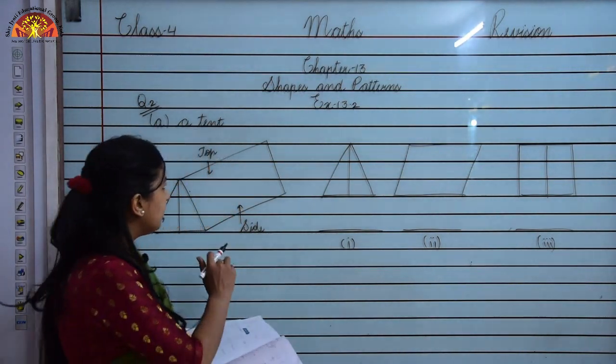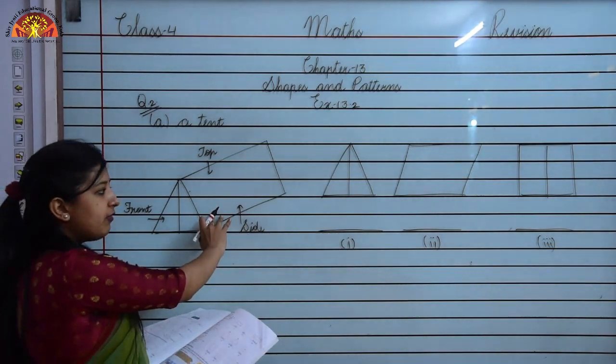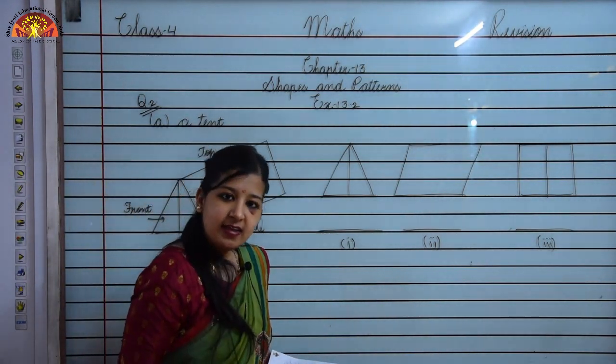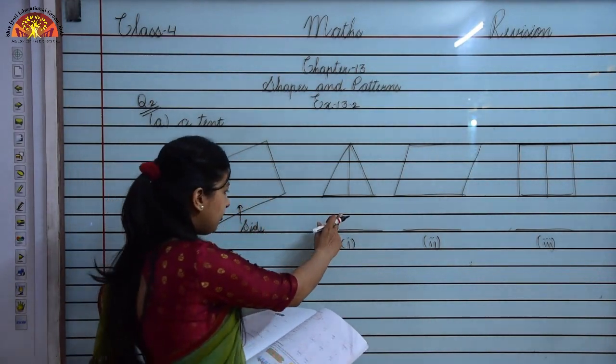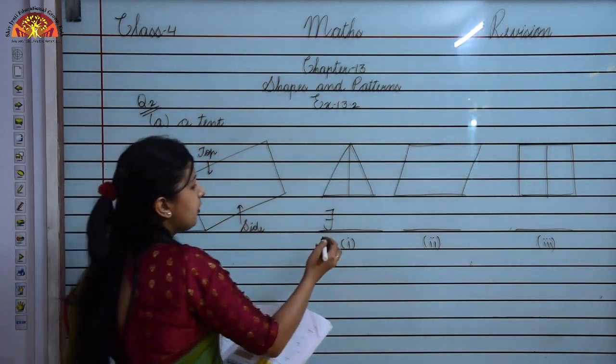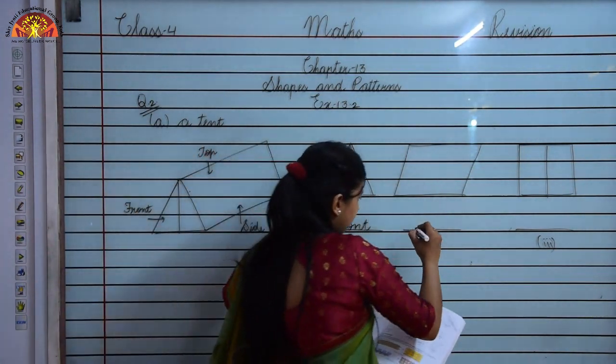So students, in A part of question number 2, a shape of a tent is given, and you have to find the front view, top view and side view. So this one is the front view, as you can see here. This is the front view. Now the second one is the side view.